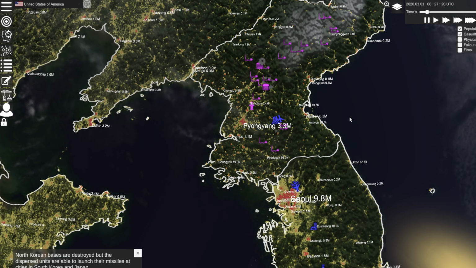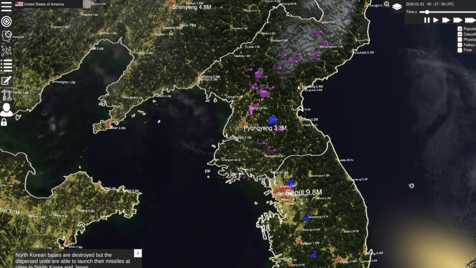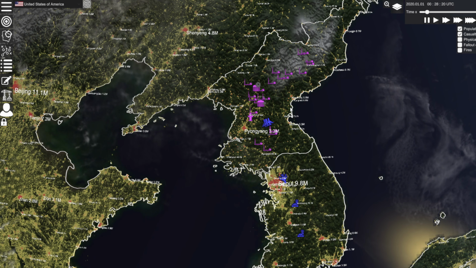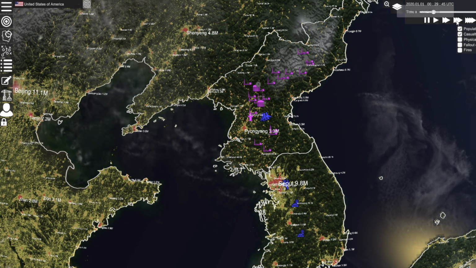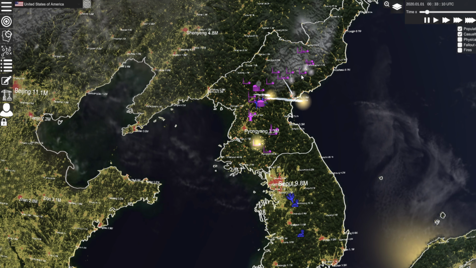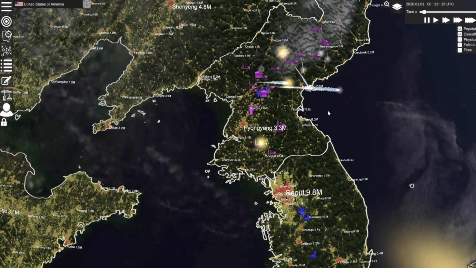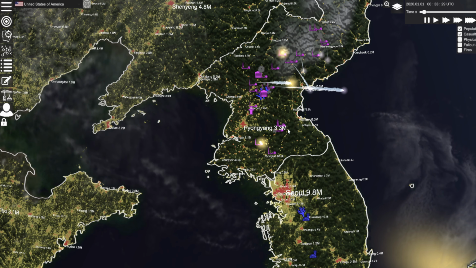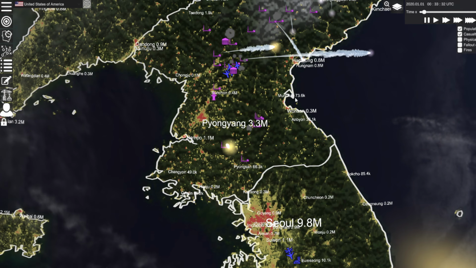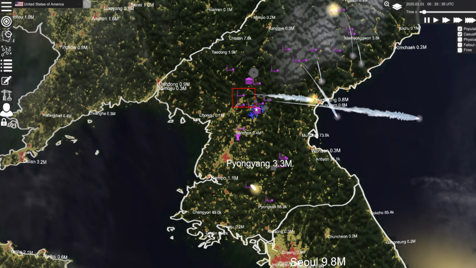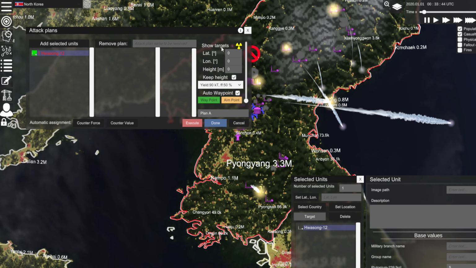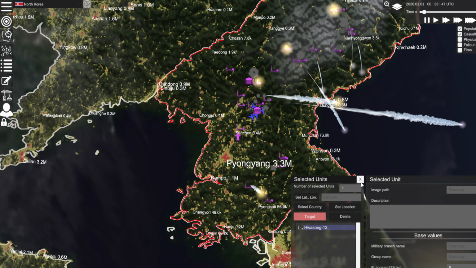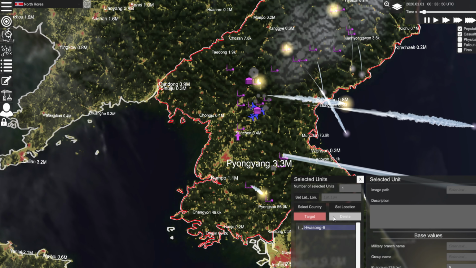So it looks like North Korea has decided to launch a nuclear strike against South Korean and Japanese targets in response. In this scenario, the United States failed to destroy all North Korean ballistic missile capability, and we are now seeing the launches of said North Korean systems. These are 90 kiloton systems as well, and I believe some of these down here are smaller.